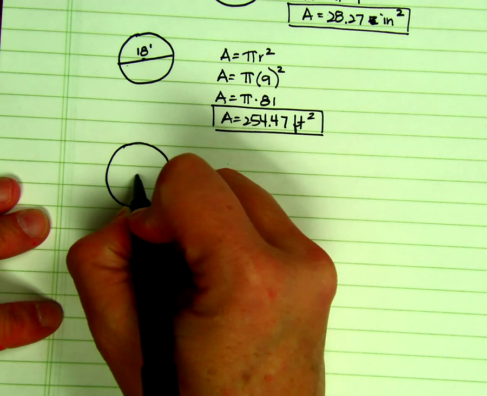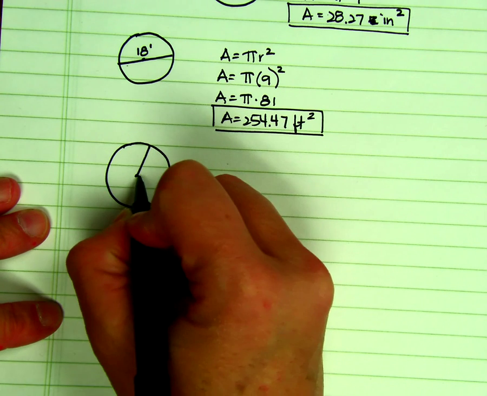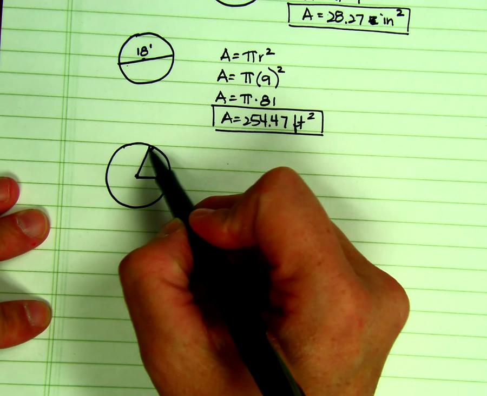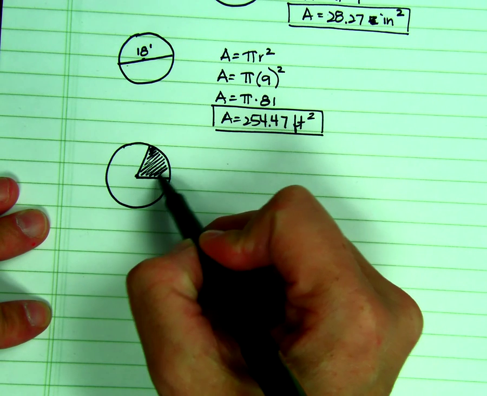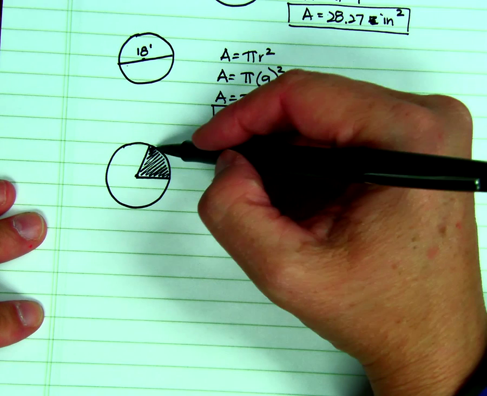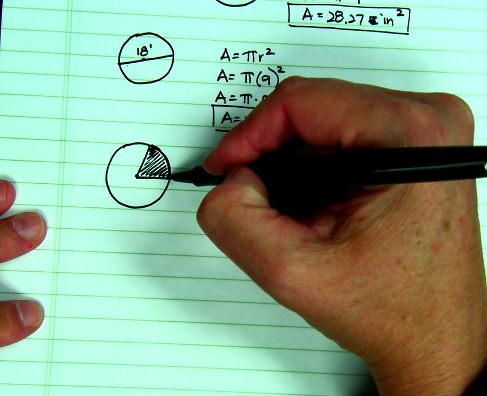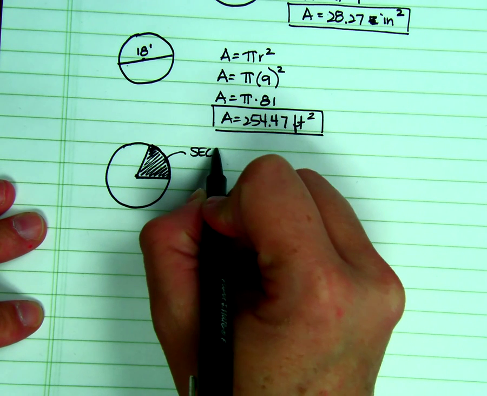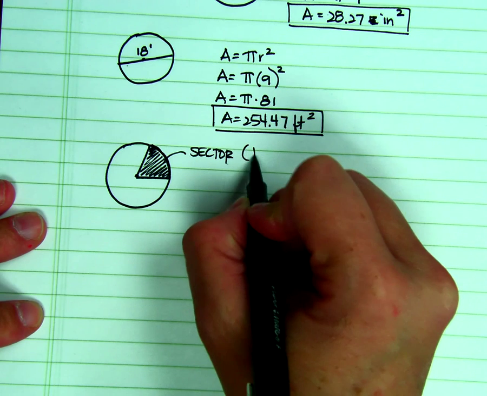If we're looking for the area of a sector, think of this as a pizza, and it is a slice of pizza. We cannot find the area of a triangle because we have this curve here. So this is called a sector. Think of it as a piece of pizza.